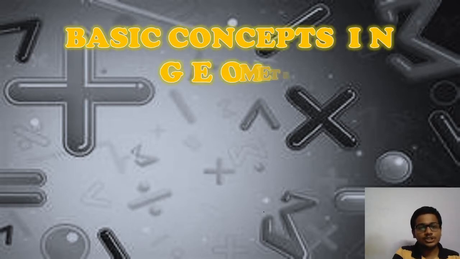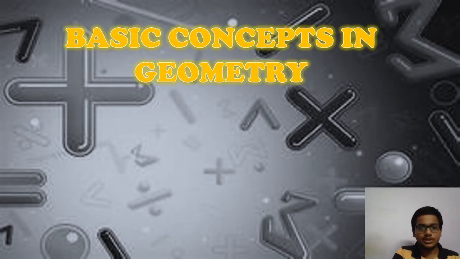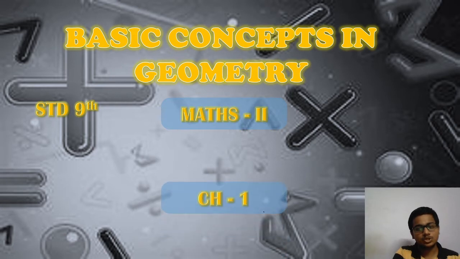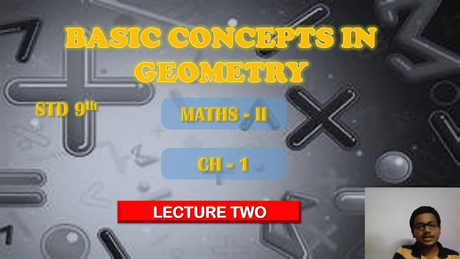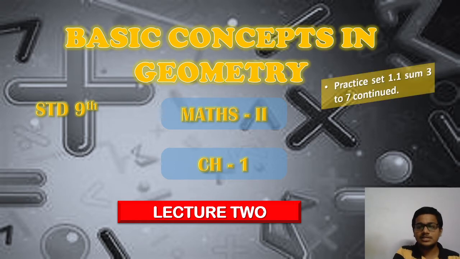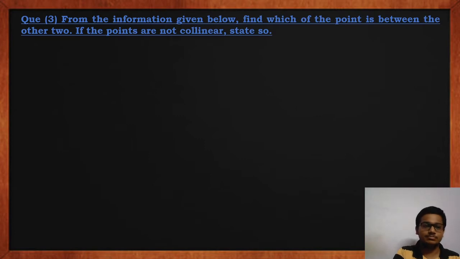So we move to question number 3, but before that we'll get the introduction of this chapter, that is the basic concepts in geometry, standard 9 maths 2 chapter number 1, and this is the second part of this chapter which will contain sums from practice set 1.1 sum number 3 to 7. This is the continuation of the first video. So let's get started with question number 3.